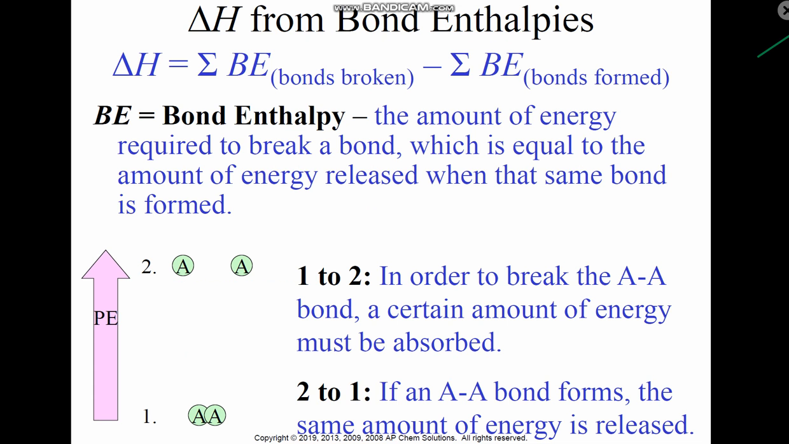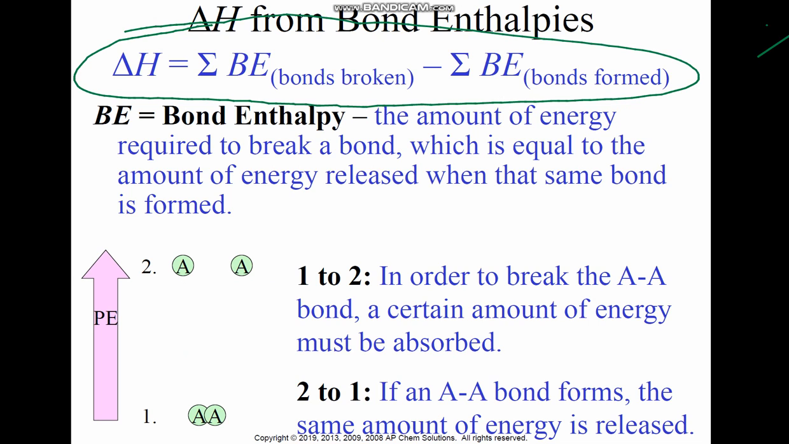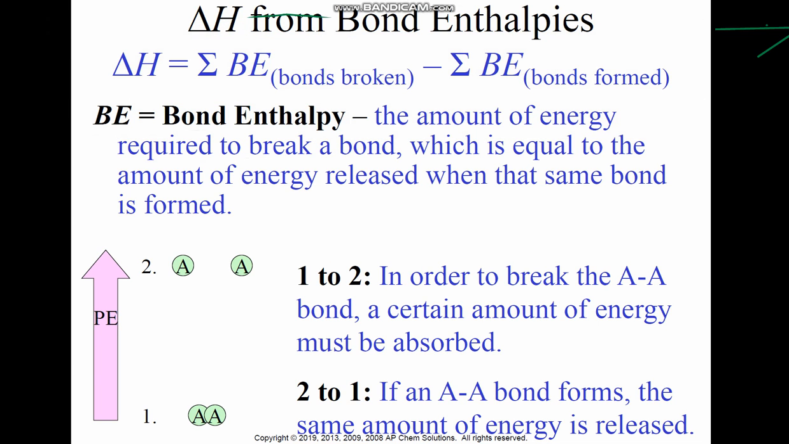Okay. So to find the change in enthalpy from bond enthalpies, so it's not the overall enthalpy, but we're looking at the bond enthalpies, you use this little formula here. It's pretty simple. You subtract the sum of the bond enthalpies of the bonds broken minus the sum of the bond enthalpies of the bonds formed. And this is pretty easy to do because these are all going to be given to you in the problem.